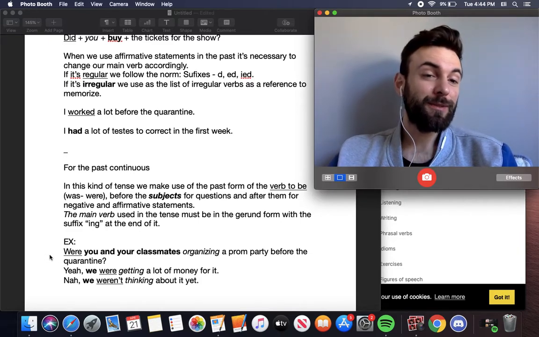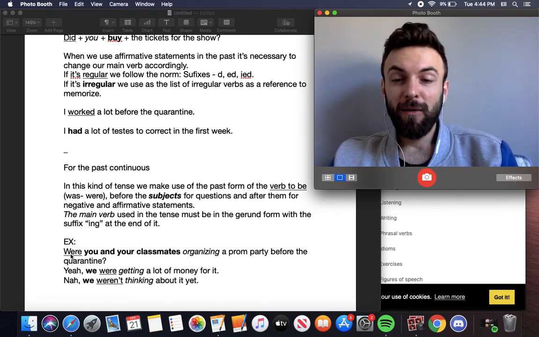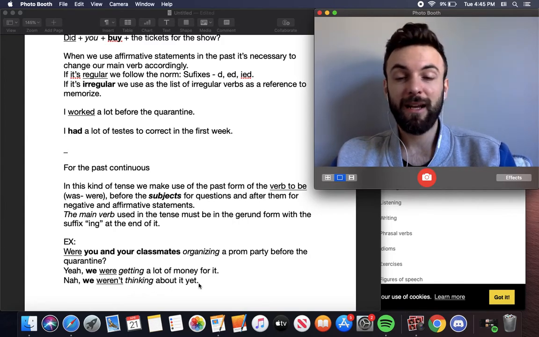Você estava caminhando? Sim, eu estava caminhando. Eu não estava caminhando. Were you walking? Yes, I was walking. No, I wasn't walking. Were you and your classmates organizing a prom party before the quarantine? Yeah, we were getting a lot of money for it. No, we weren't thinking about it yet.